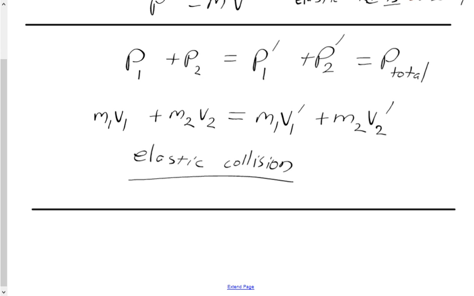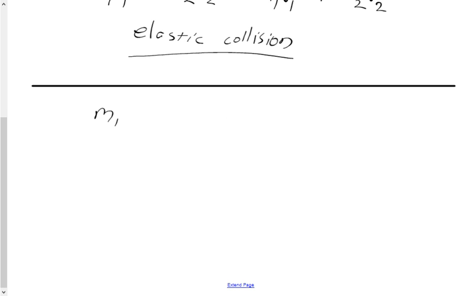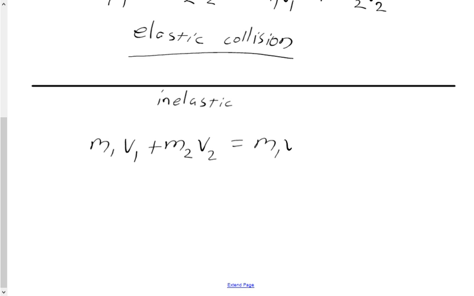So for an inelastic collision, we can essentially start off the same way, where we say that M1, in fact, let me move that up for you. So this is going to be for an inelastic collision. We're going to say that M1 V1 plus M2 V2 is equal to M1 V1 prime plus M2 V2 prime. Now, that's just where I'm starting.